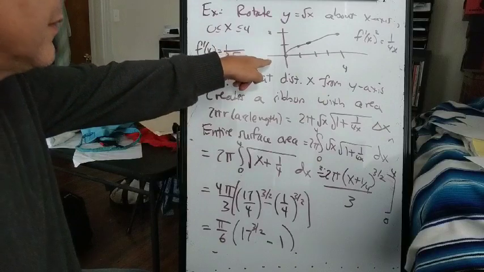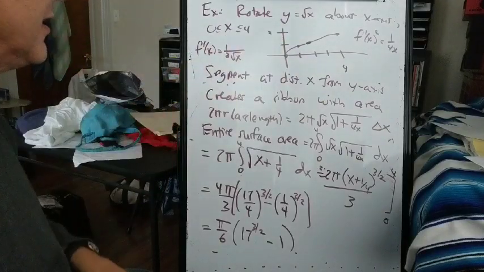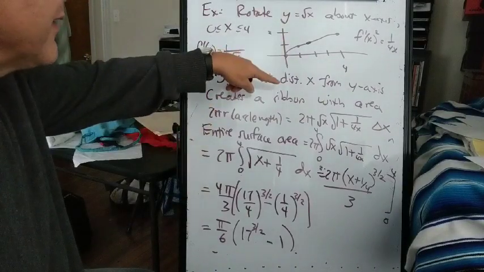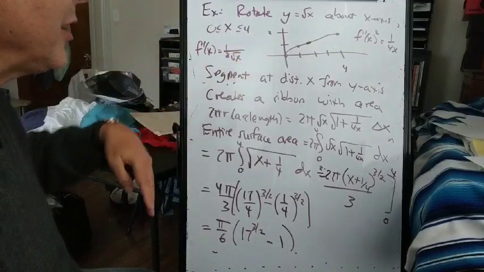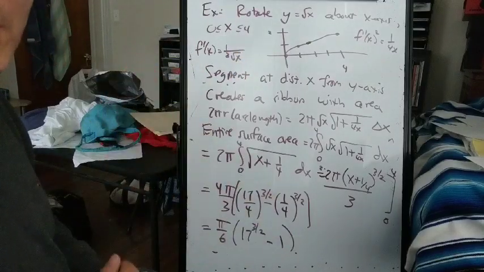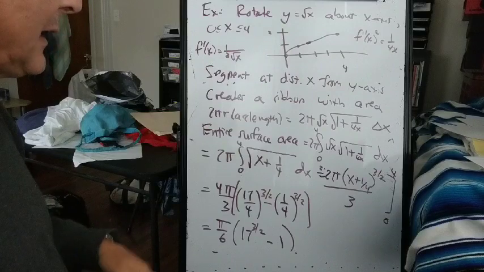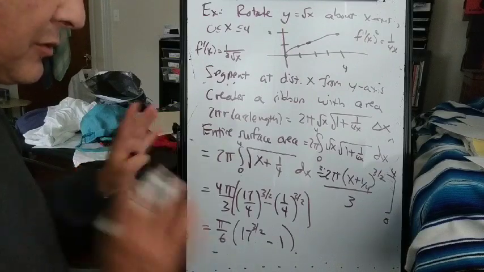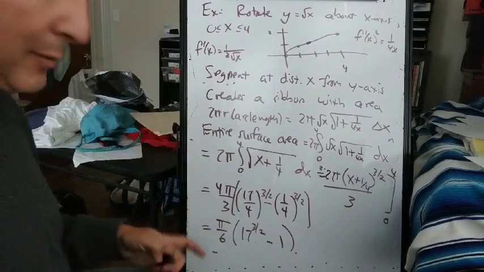Alright, now this parabolic arc going around the x-axis is just like the parabola y equals x squared going around the y-axis. So let's do this problem again from that point of view. The integral is going to be totally different, but we're going to get the same answer.